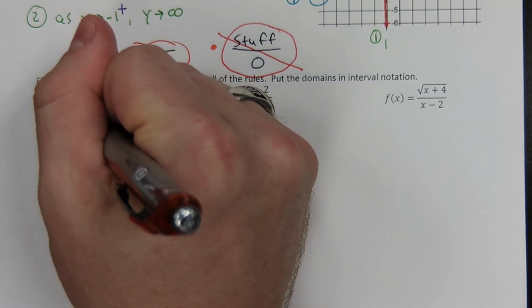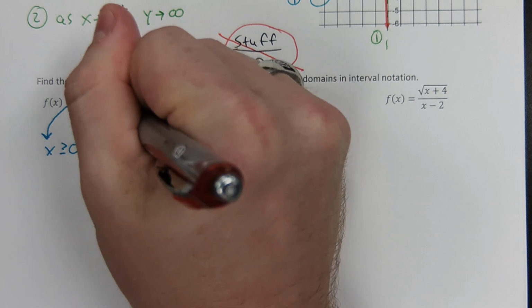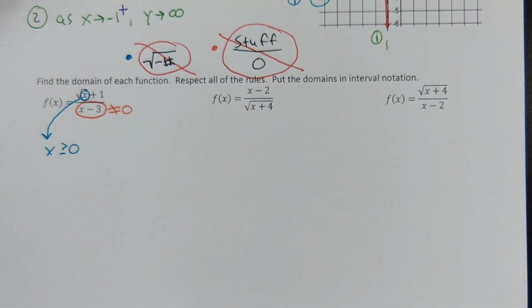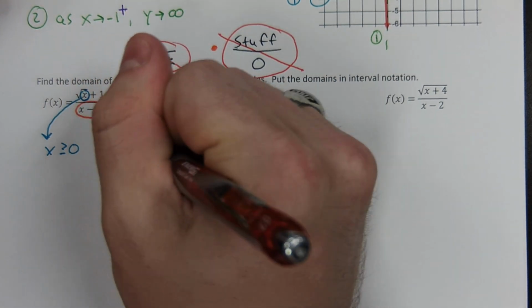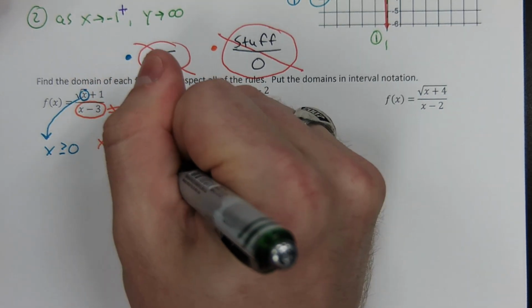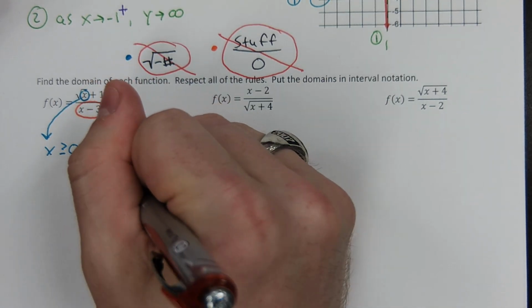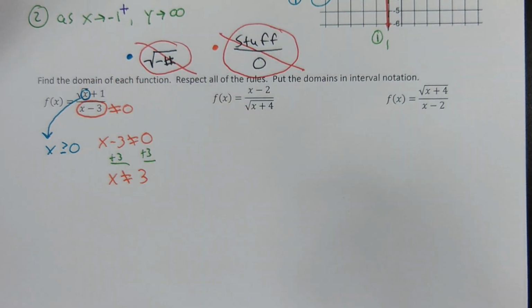Now, the bottom of my fraction has the ability to be 0, but it is not allowed to be 0. So we say, all right, x minus 3 can't be 0. Let's go ahead and add 3 to both sides. I know that x can't be the number 3. Now, that is an issue for us.